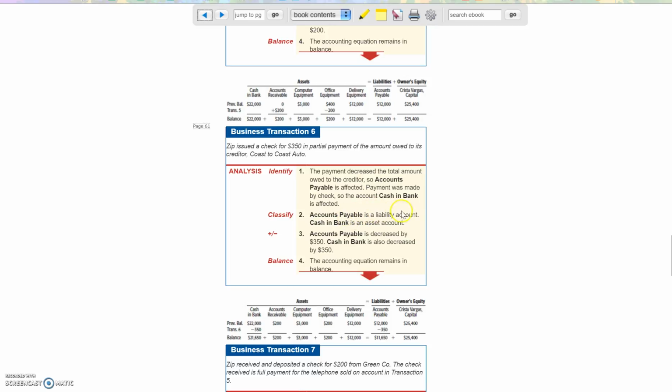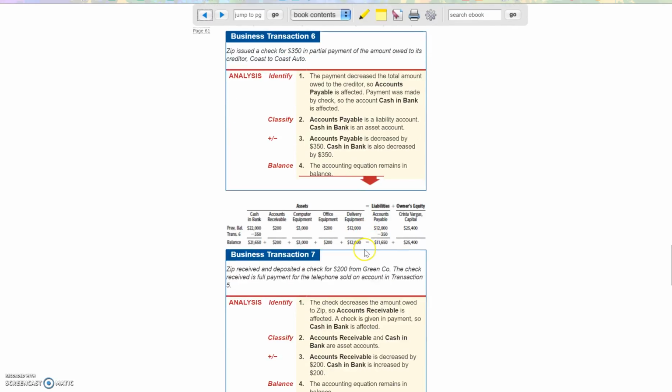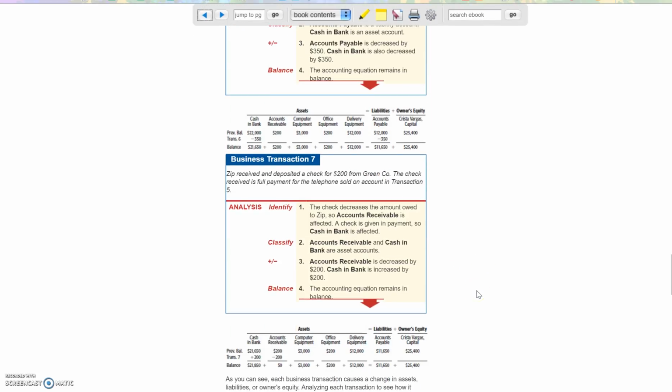So accounts payable is a liability. Cash is an asset. Accounts payable is going down. We don't owe them $12,000 anymore. We owe them $11,650. Cash is also decreased because we wrote a check. We have less cash. So both sides of the equation should be going down. Here cash is going down, and here the liability is going down. Truck is still the same value, so we're not going to change that at all. Some of you might argue depreciation, but that's kind of an advanced topic that we're not ready for.